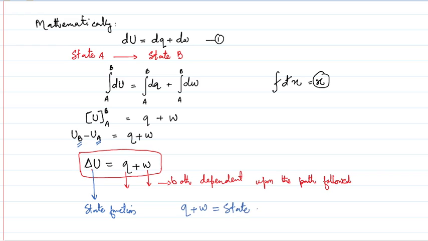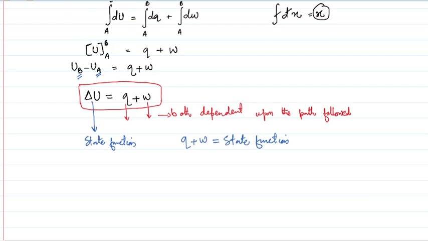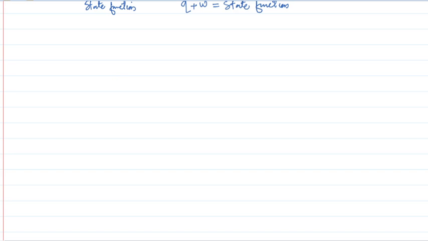Why? Because this is simply equal to the change in internal energy. But if you take only Q or W, those will be path functions. Okay, so this was a little about the equation of the first law of thermodynamics. What you have to remember: change in internal energy is equal to Q plus W. Now we will take different cases here.